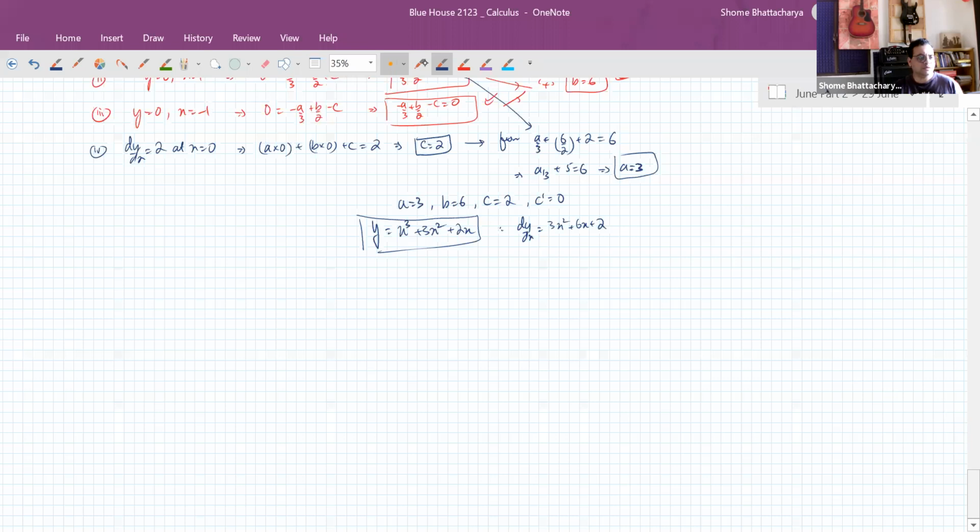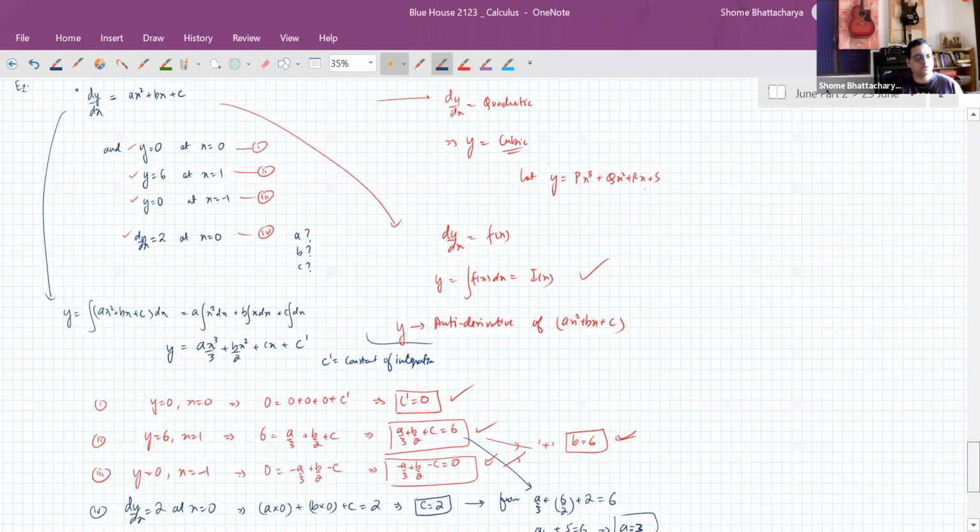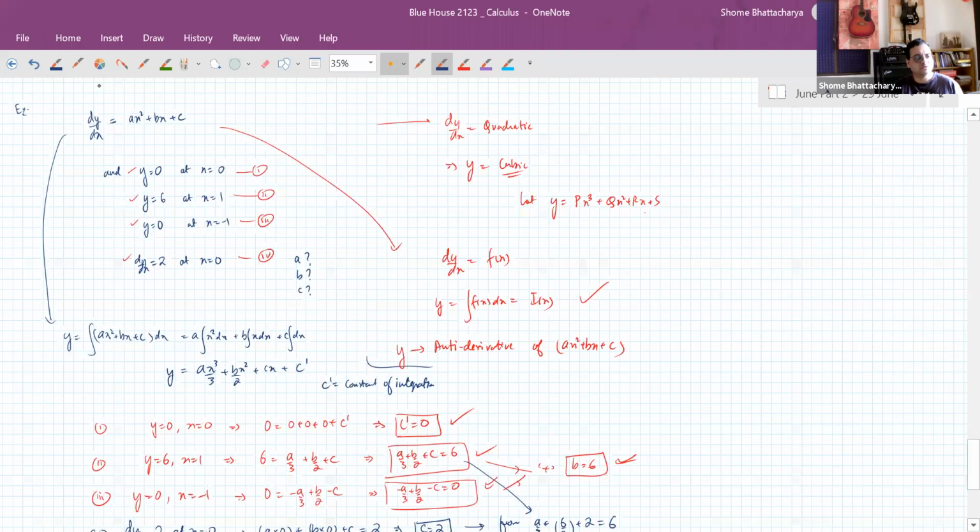Okay, so this is actually one of the questions from worksheet 2. This is worksheet 2, question number 5, which we had done earlier by this method. We had done it by this method earlier, but now we can do it by a more direct method.